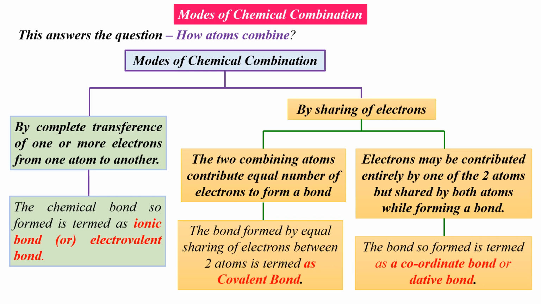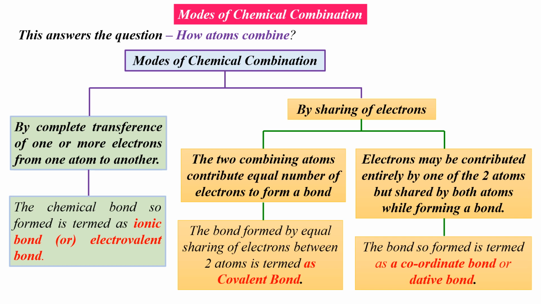Having learned the octet rule, let us now learn the modes of chemical combination between atoms. This answers the question how atoms combine. Through octet rule, we learnt that atoms combine in order to have an octet. That means 8 electrons in their outermost shell in order to attain the stable inert gas configuration. So what are the different modes of chemical combination that can occur between atoms? Let us look at the first case: by complete transference of one or more electrons from one atom to another.